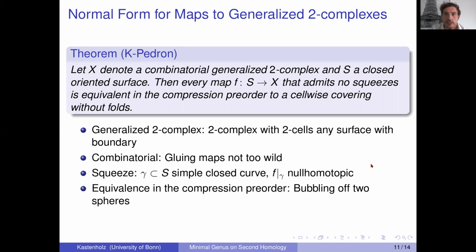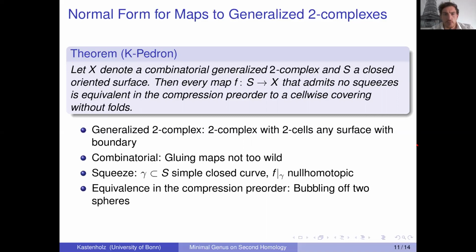So what Mark and I did is we generalized this result by Edmonds as follows: if X is a combinatorial generalized 2 complex, which just means that the 2 cells of our 2 complex are allowed to have genus. So for example, I can just glue a torus with 2 boundary components onto my 1 skeleton. And combinatorial just means that the gluing maps are not too wild. This is something that is always achievable up to homotopy equivalence.